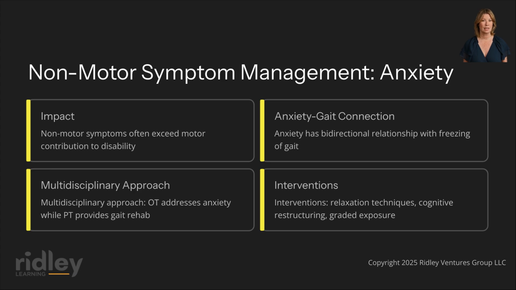Occupational therapy anxiety management interventions may include relaxation techniques such as diaphragmatic breathing and progressive muscle relaxation, cognitive restructuring to address catastrophic thinking and overestimation of danger, graded exposure to anxiety-provoking situations with appropriate support and coping strategies, and environmental modifications that reduce anxiety triggers such as removing obstacles in high-traffic areas and improving lighting in dimly lit spaces.